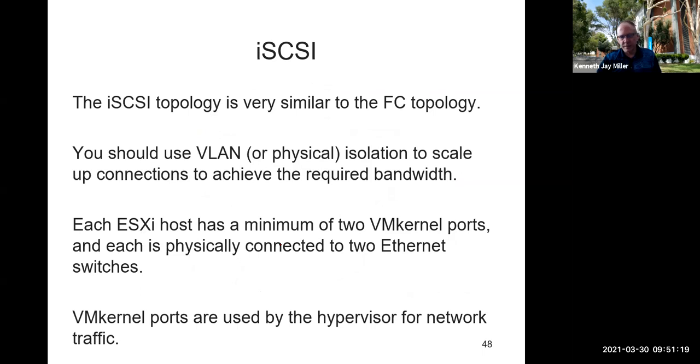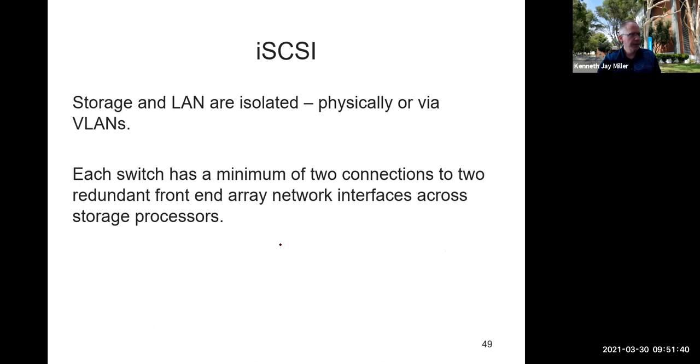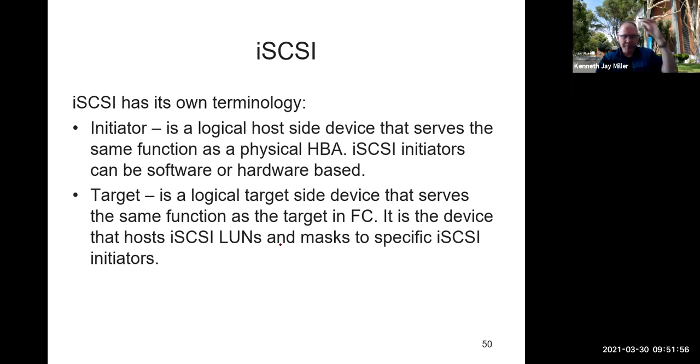Now, it's very similar to the fiber channel topology. You should use a VLAN or physical isolation to scale up connections. And each host has 2 ports, and each is physically connected to 2 Ethernet fiber switches. And then the VM kernel ports are used by the hypervisor for network traffic. Now, storage and LAN are isolated physically or via virtual LANs, and each switch has a minimum of 2 connections to 2 front-end array network interfaces on the storage processor. So the same design as before, same terminology.